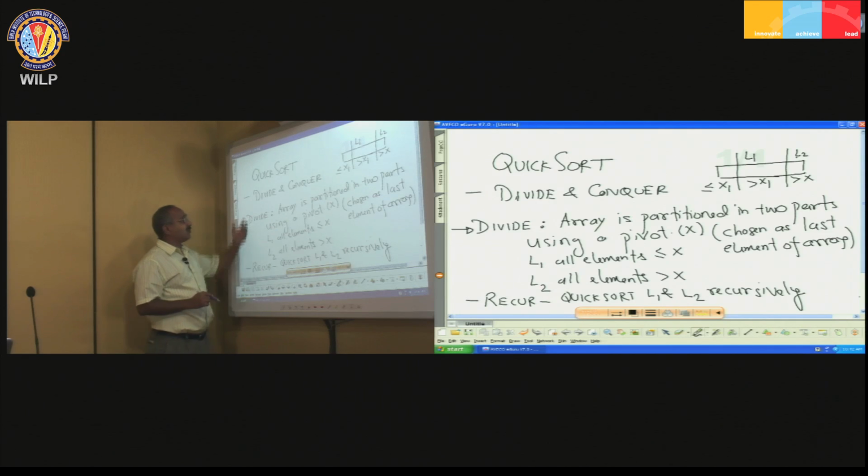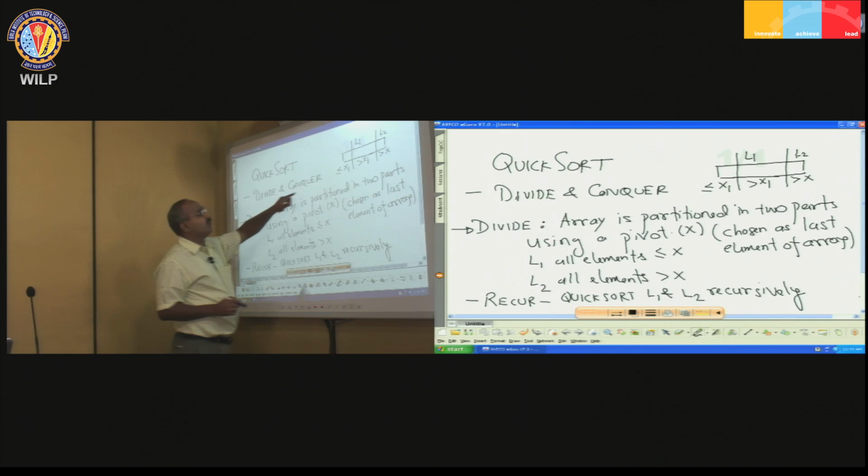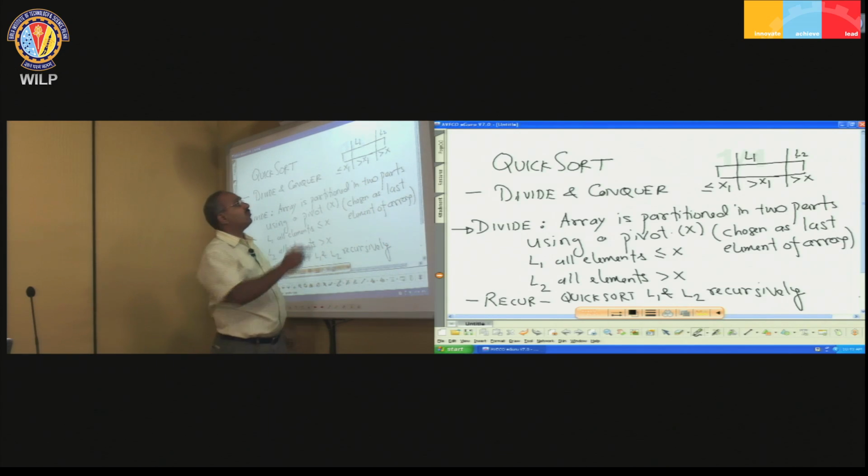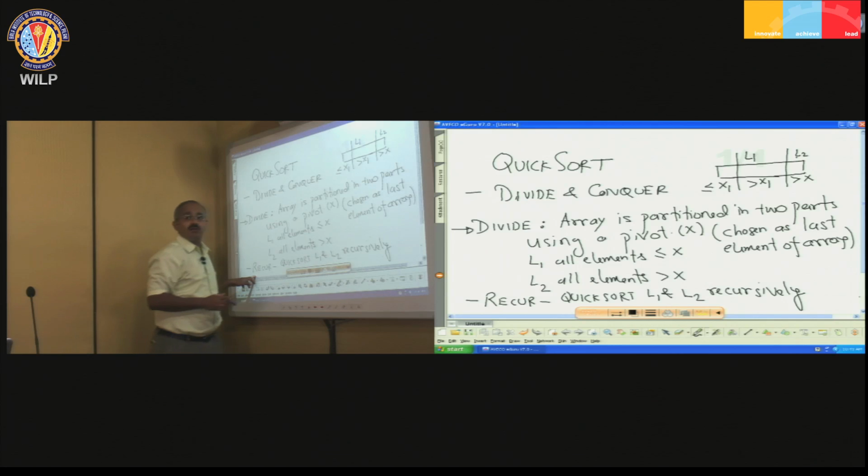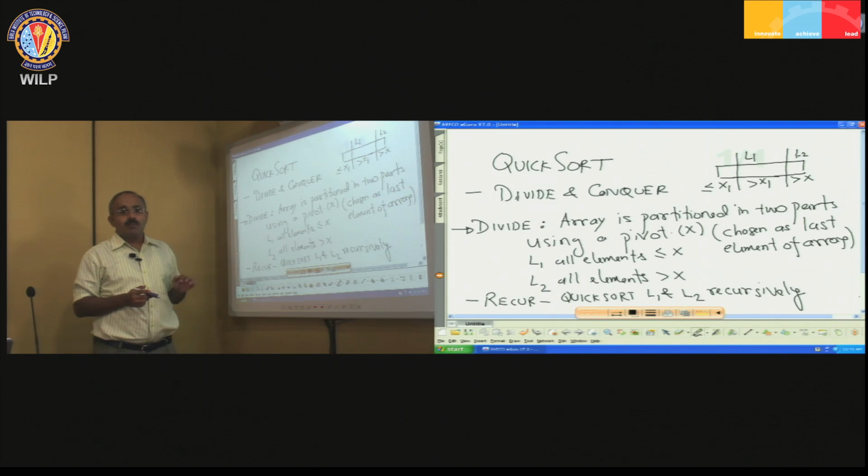In the combine step or the conquer step, since you are doing all your computations within the array itself, once you finish the recursive stage, you already are going to have a sorted array. At the end of the recursive step, there is no combining step that is required. The sequence that you get after the recursive step of divide and conquer is going to be sorted. So, there is no combine step required in quicksort, whereas a combine step was required in merge sort.